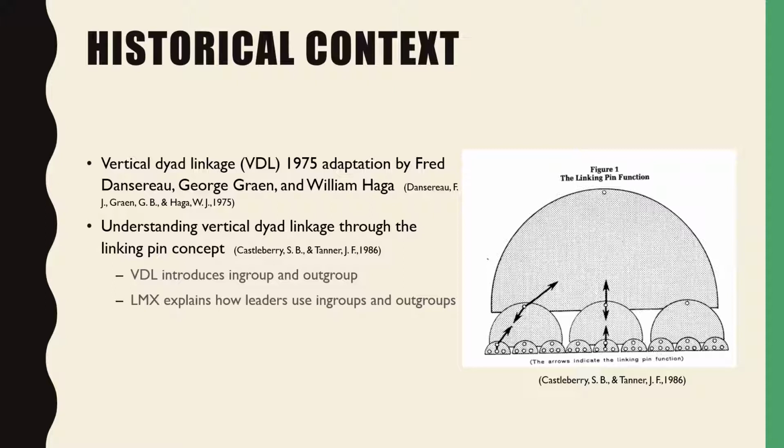VDL exists to describe the relationship between the superiors and their subordinates. And this puts the survival of the organization and the hierarchy in a different light. If we think of the organization like a chain of pins, again, the arrows in this figure, the chain, or the organization, is only as strong as its weakest pin. And therefore it can be inferred that healthy and strong relationships between each level will lead to organizational success.